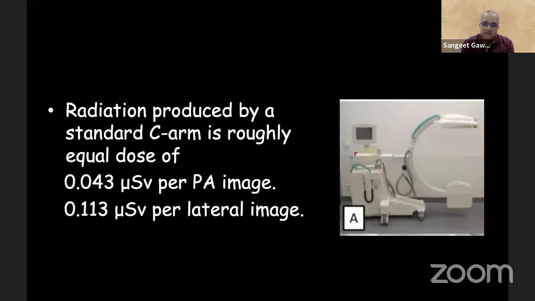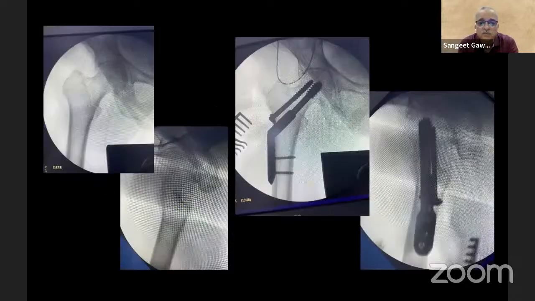Now, in the C-arm, that is reduced significantly. The radiation produced by a standard C-arm is roughly equivalent to a dose of 0.043 millisievert per PA image, when you take a normal PA image. And in a lateral, it is almost doubled or three times, which is 0.113 millisievert. So in an AP or PA image, the radiation is less. In a lateral image, the radiation is much more.